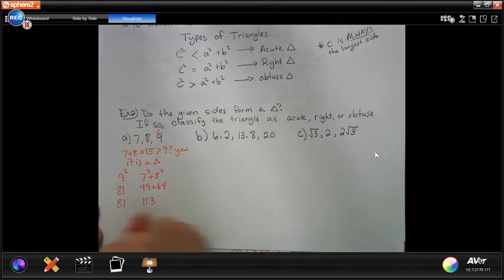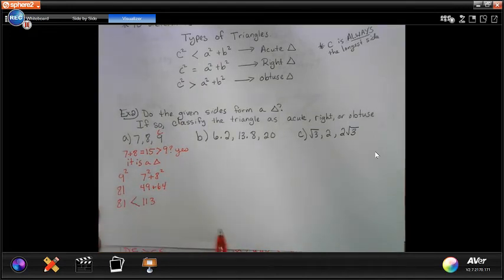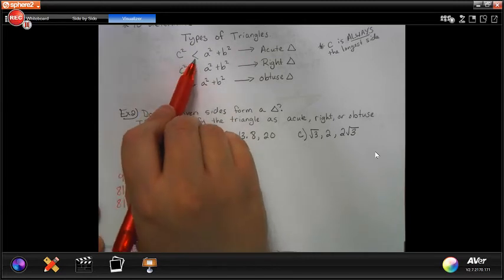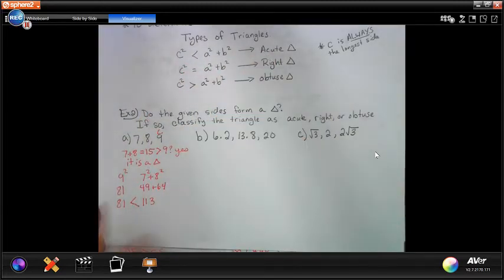Put the inequality in between them that fits. 81 is smaller. That means Pac-Man is not going to eat the 81. Pac-Man is going to eat the 113. Since 81 is smaller, c squared is smaller, that means it's acute. That would be your official answer. Okay.